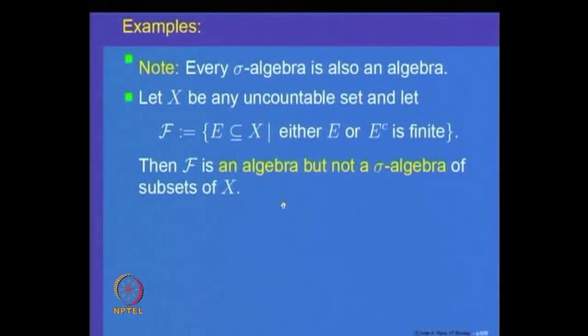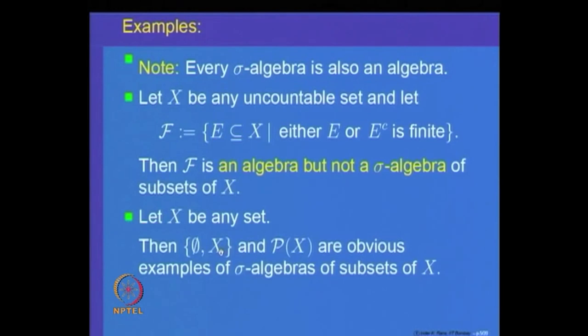Now, let us look at some more examples of sigma algebras. Let X be any set. Then obviously the empty set and the whole space put together, the collection of these two elements, is a sigma algebra, because there are only two elements, and it is closed under unions, complements and so on. And of course, the collection of all subsets of X, the power set of X, also is a sigma algebra of subsets of X, because it is closed under all kinds of operations. These are called the obvious examples of sigma algebras of subsets of X.